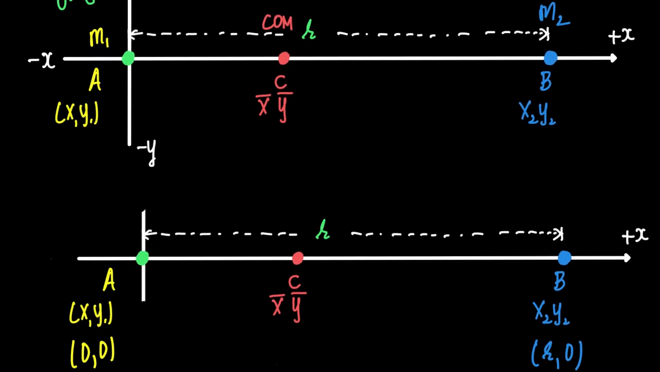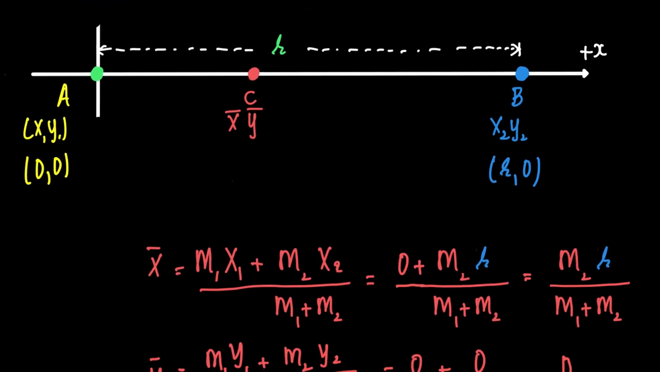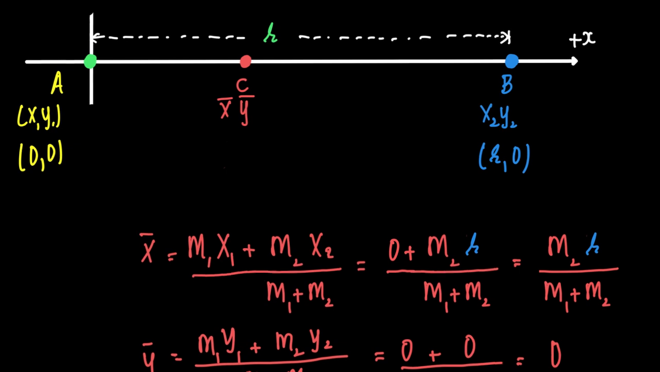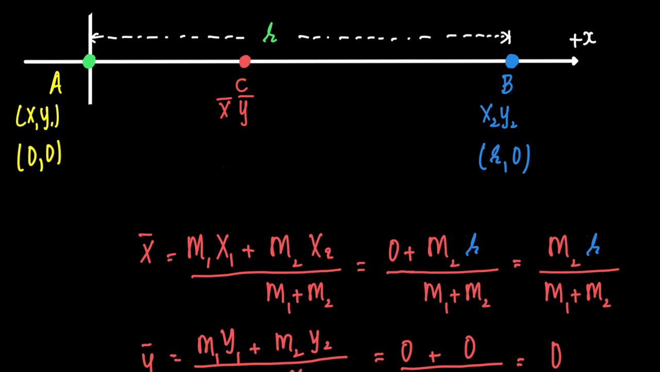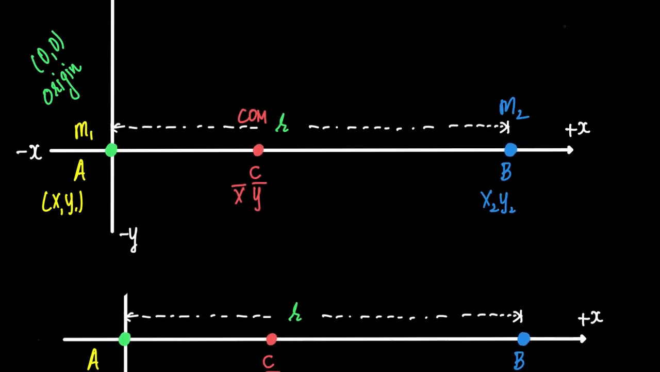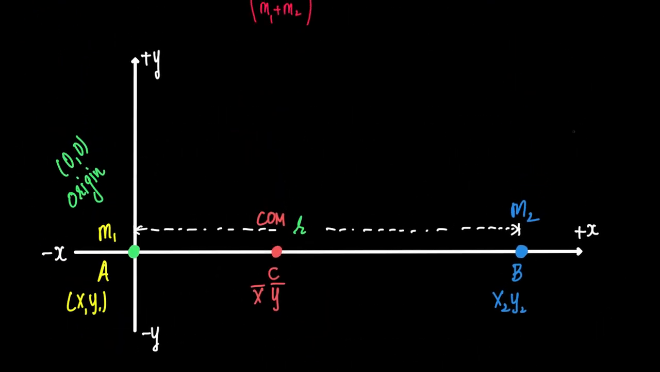Now we know that by the formula for center of mass coordinates, x bar is equal to m1 x1 plus m2 x2 divided by m1 plus m2. Now the question comes, what is x1 and x2? So if you see, x1, y1 represents the coordinates of a, and where is a placed? A is placed at origin. Therefore the coordinates here would be 0 and 0.